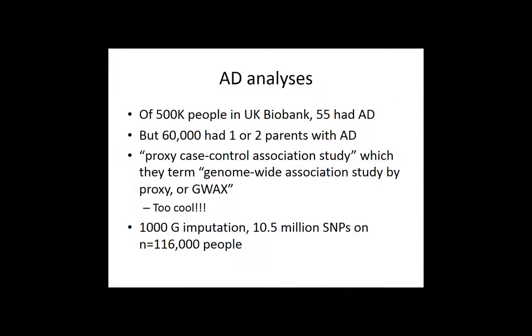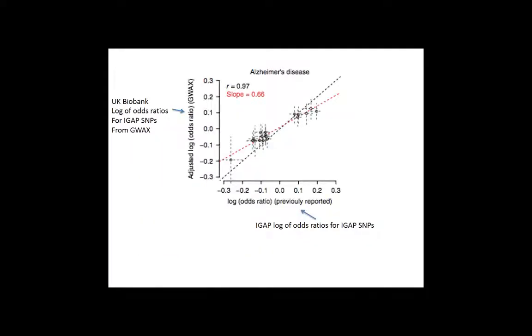And the answer is they introduced a new thing called a proxy case control association study, which they termed GWACS. Now, that's just clever. All parts of it are clever. The design is clever, the acronym is clever, and you need a clever acronym writer on your team somewhere, because branding matters. It's way too cool. So they have 10.5 million SNPs on 116,000 people, and what they do is they look at, does your family member have Alzheimer's disease? I don't have to wait until you are old to know your family history of Alzheimer's disease.